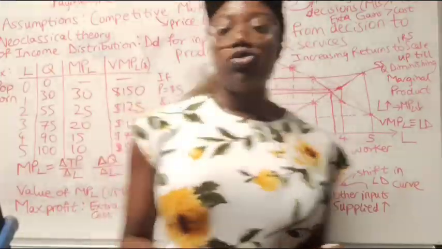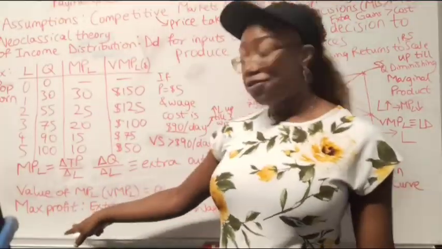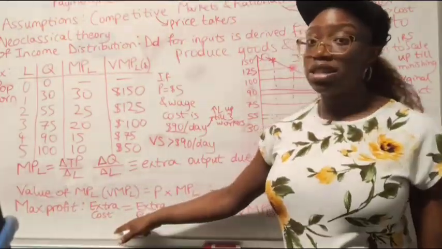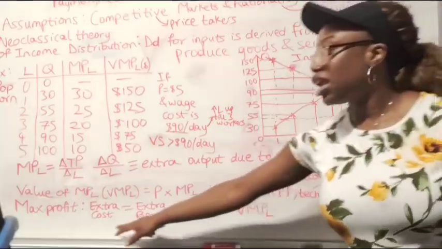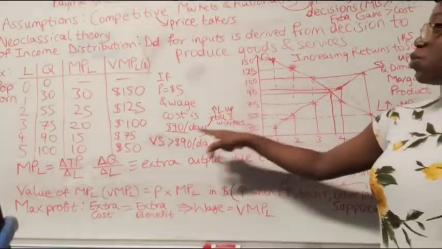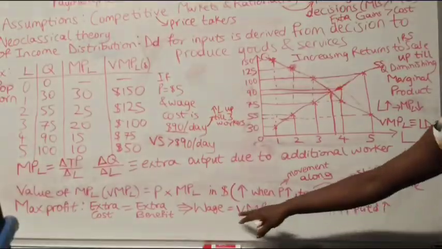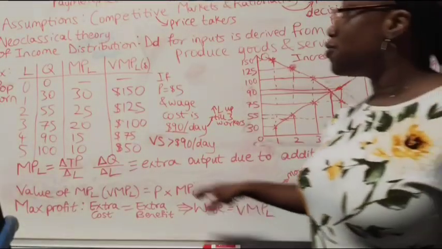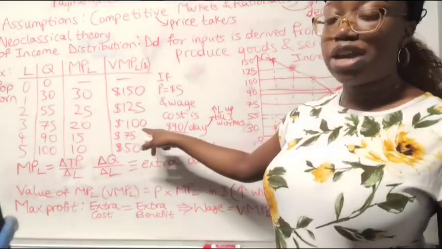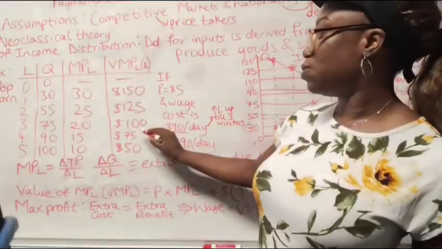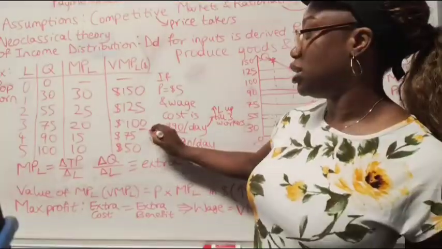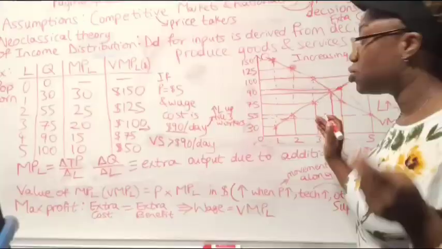So now, remember that the point where you maximize profit is when your extra cost is equal to your extra benefits, right? And in this case, your extra cost is your wage, right? So that is why when you have the wage of $90 per day, then at the point where that wage equals the value of your MPL, so value of your MPL for $90, we don't really have VMPL at $90, so it has to be in between 3 and 4 workers, as we indicated before. So let's assume that the firm decides to go with the optimal point of 3 workers to maximize their profit.